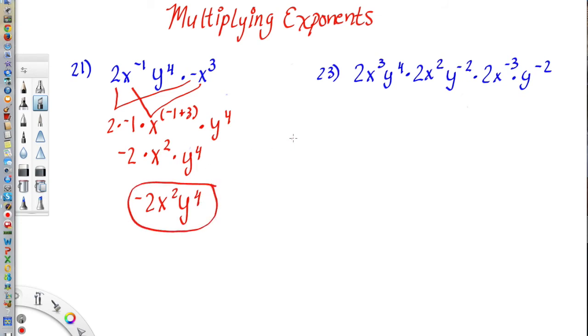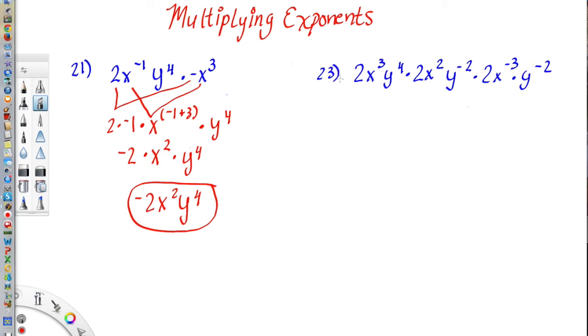And that is my final answer for number 21. Now 23 is a mouthful. I've got 2 times x to the third power times y to the fourth power times 2 times x to the second power times y to the negative second power times 2 times x to the negative third power times y to the negative second power.